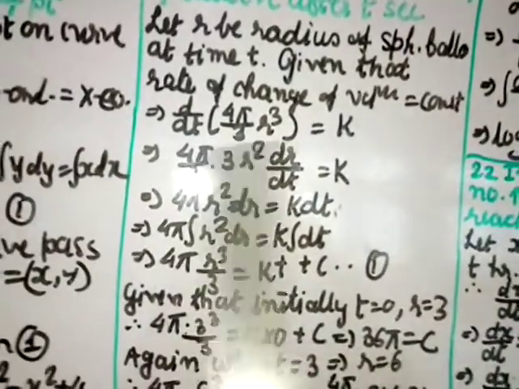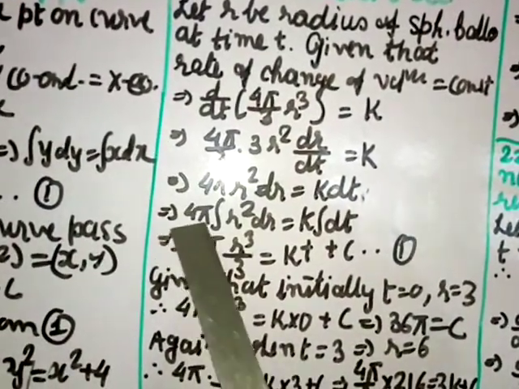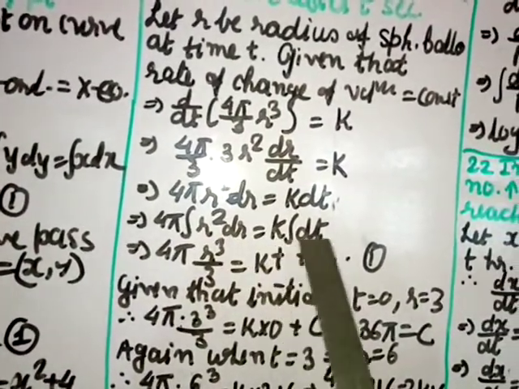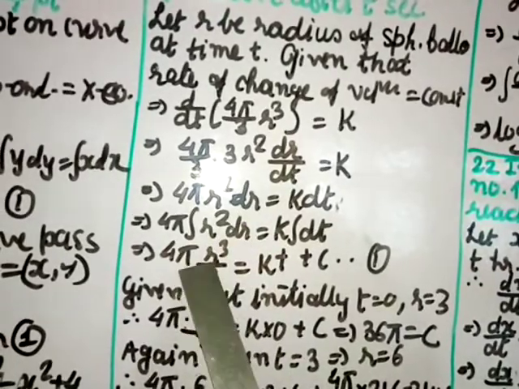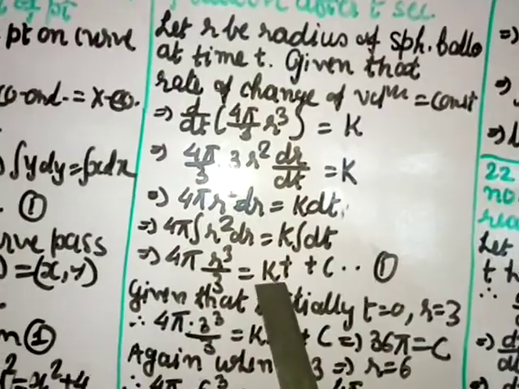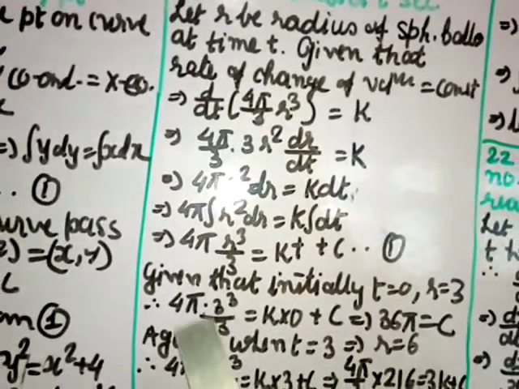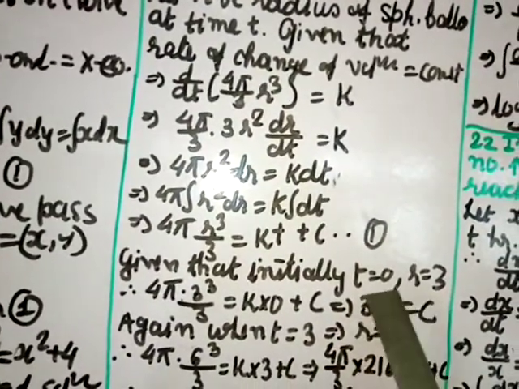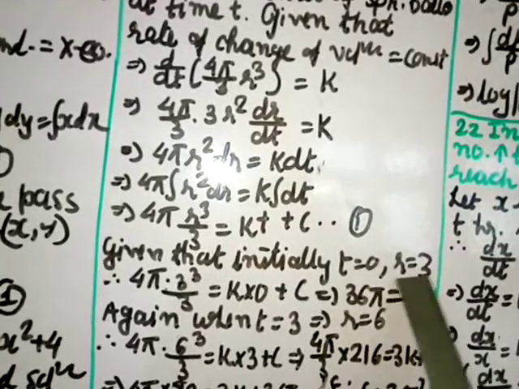Now integrate both the sides. So 4 pi is a constant, 4 pi integral r square dr is equal to k integral dt. Integral of r square is r cube by 3 equal to k times integral of dt, which is t plus c, call it number 1. Given that initially t equal to 0, initially means time t equal to 0, radius is 3.